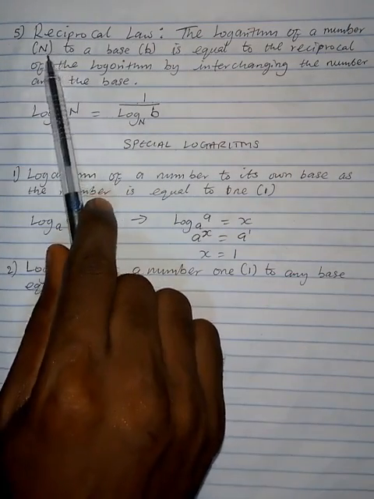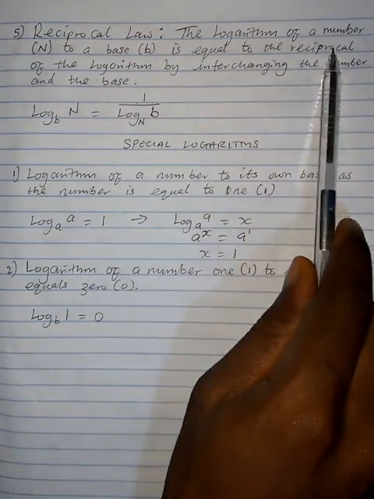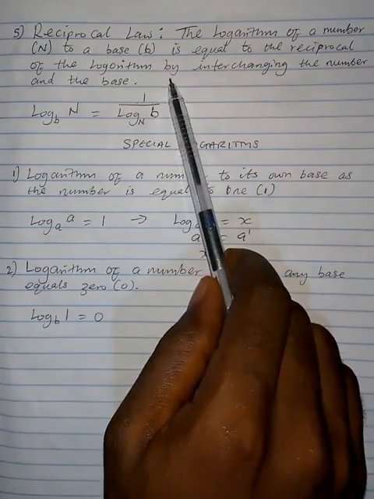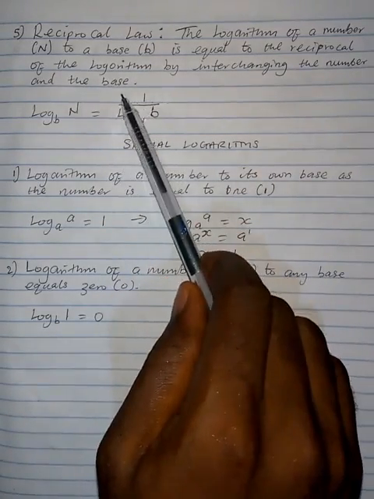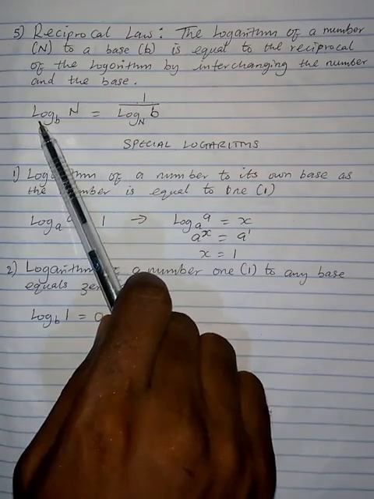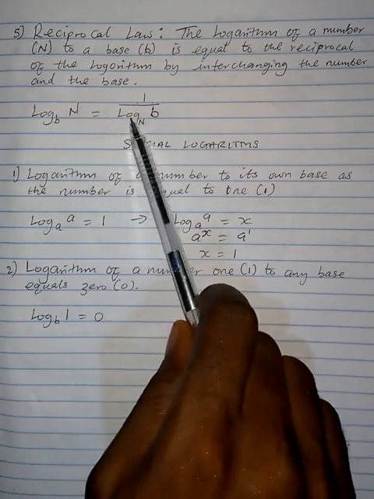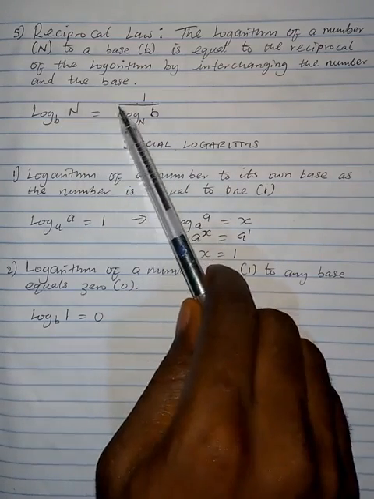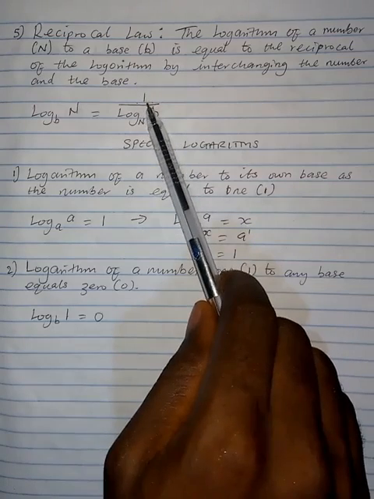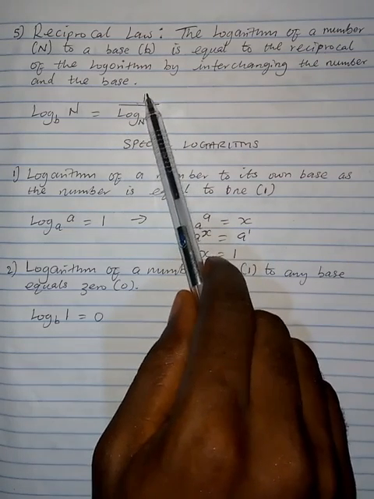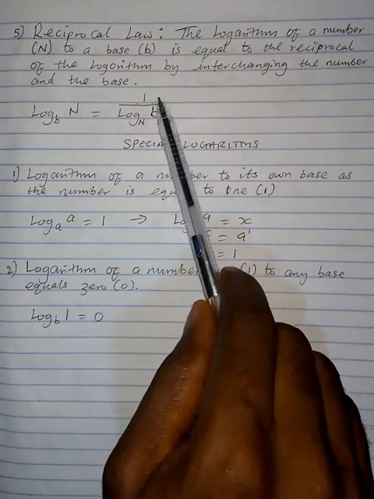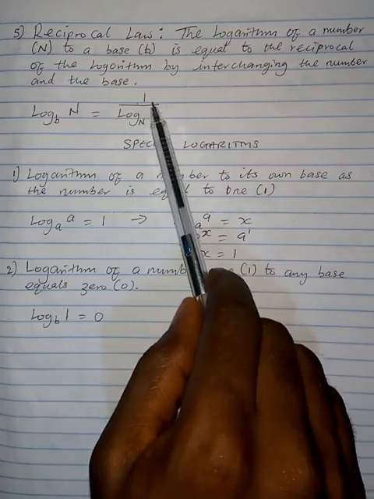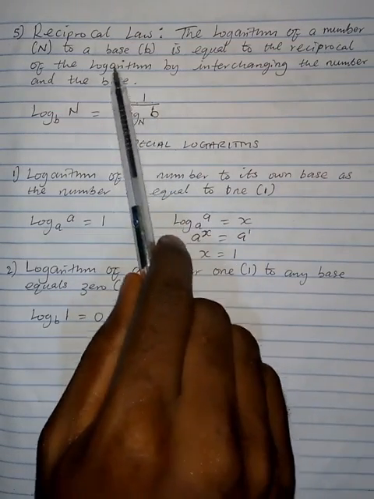Here we have another law, which is the reciprocal law. The logarithm of a number n to a base b is equal to the reciprocal of the logarithm, by interchanging the number and the base. If you have the logarithm of n to base b, in some cases it will not be possible for you to work it out directly like that. So what you do is find it solvable or workable by getting the inverse. So here I'll have 1 over the logarithm of b to base n. Another word for reciprocal is inverse.